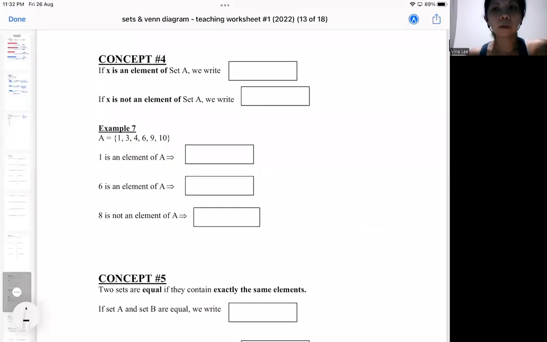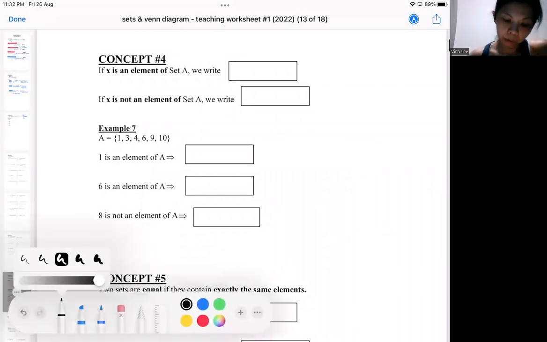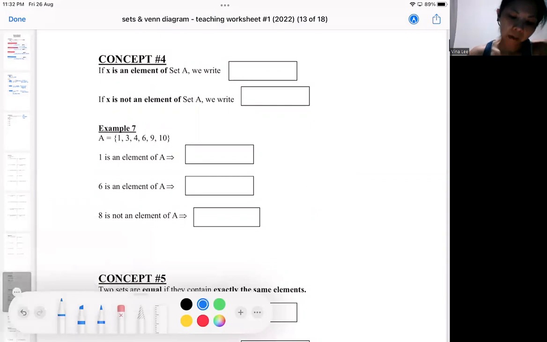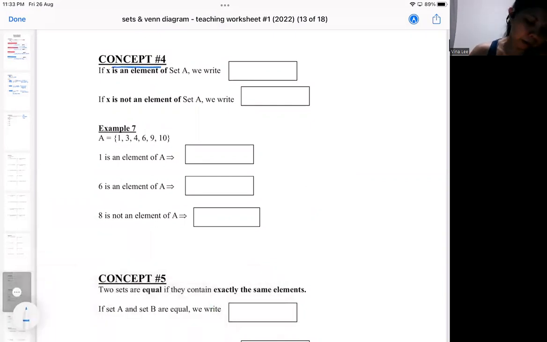Concept number 4, introduce a new symbol. So I will just introduce you the symbol first. The symbol to translate is "is an element of". So this one is translated to this symbol.